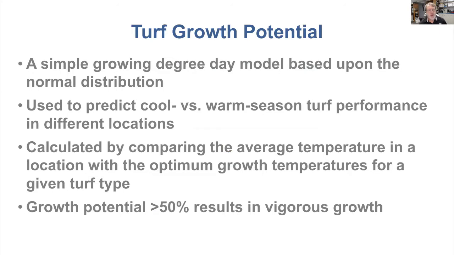To get a grip on how much nutrition is extracted from the soil by the turf, we use this turf growth potential model. It's a simple growing degree day model based on a normal distribution. Nothing fancy about it. It's used to predict cool and warm season turfgrass performance. I first developed it in the late 90s, I think, to help describe the interaction of overseeding cool season grasses into warm season grasses. It seemed so effective in matching what was happening in the environment that we carried it a little bit further, realizing that we could use it to calculate potential nitrogen demand.